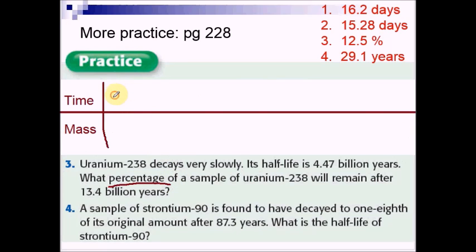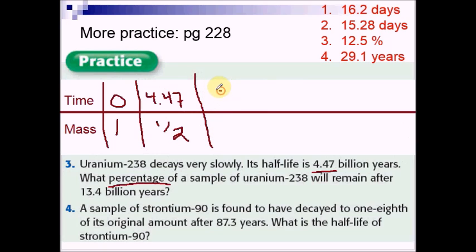So of course, starting at time 0, we have 100%, one full amount of our sample. We're going 4.47 billion years at a time. So after 4.47 billion years, we're down to half. And then let's add another 4.47 billion years. So that's going to be 8.94. And then we would be down to a quarter of our sample, a fourth.